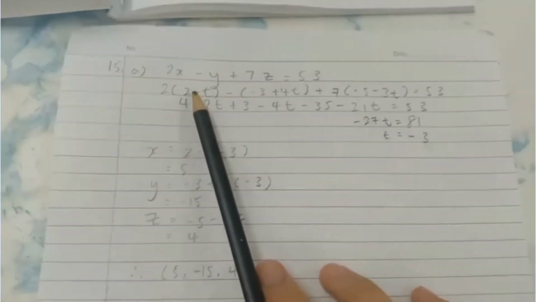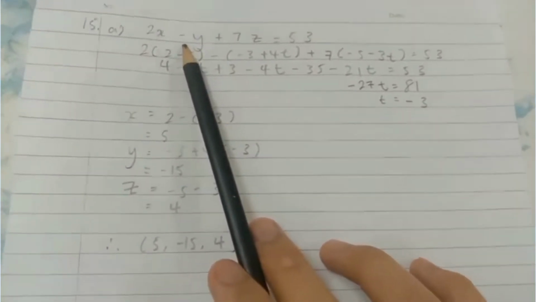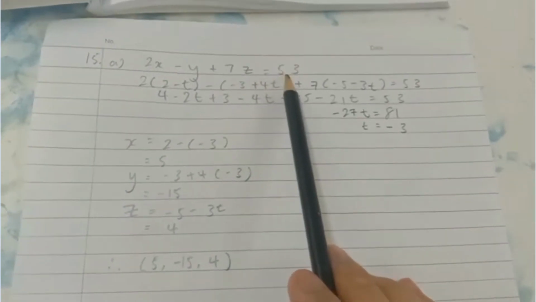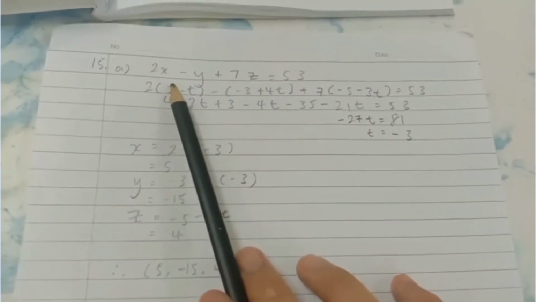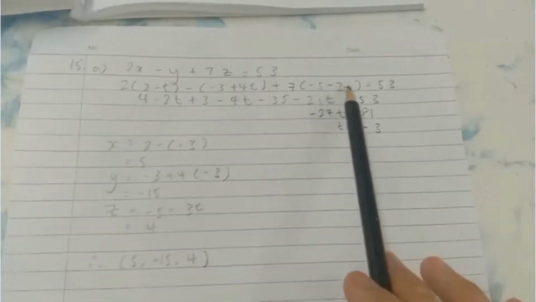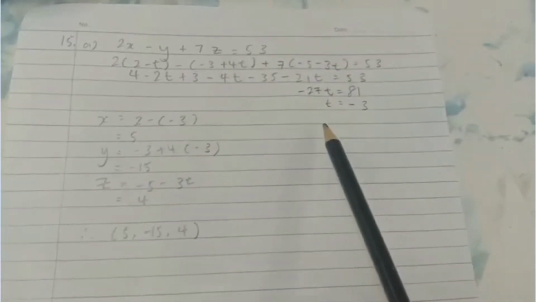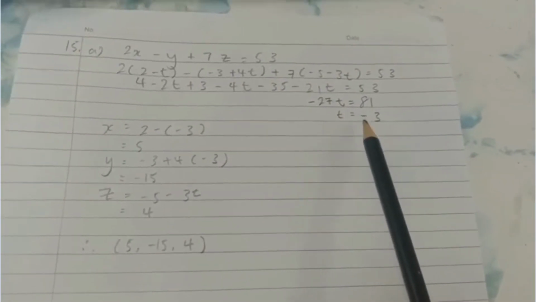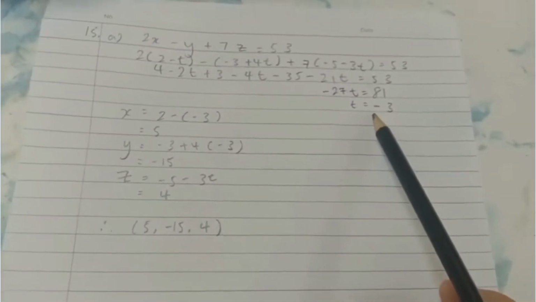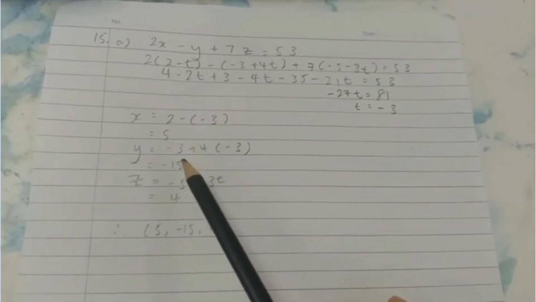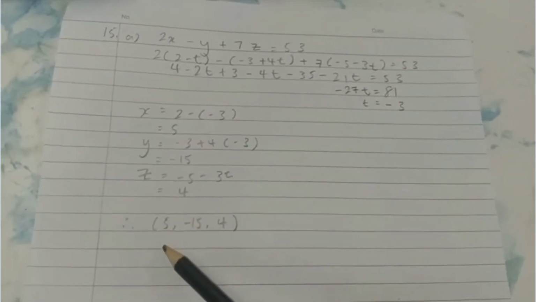So let's do it. The first step is to write down the equation of pi 1, which is 2x minus y plus 7z equals 53. Then you substitute the values of x, y, and z into it. In the end, you will get t equals negative 3. With t equal to negative 3, you substitute into the values of x, y, and z, and the values are your final answer.